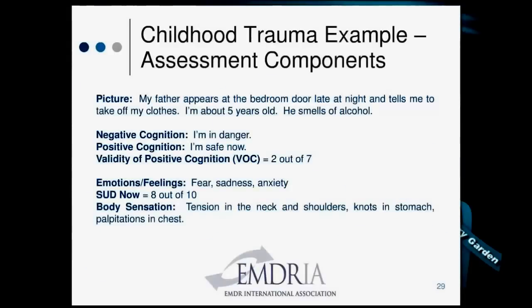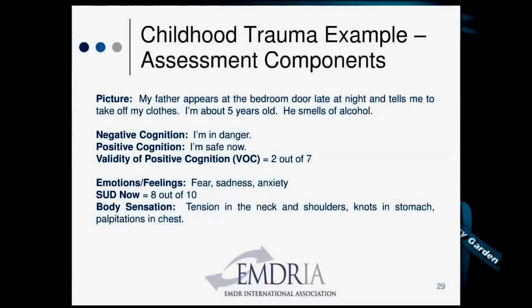This is an example as the assessment is going. This will be right before the processing. The negative belief is I'm in danger. We ask the person to pick the negative belief that's the strongest, and the opposite of I'm in danger is I'm safe now. How true that feels to her is a 2 out of 7. 7 is it feels completely true. 2 would be not very true. 1 would be not at all.